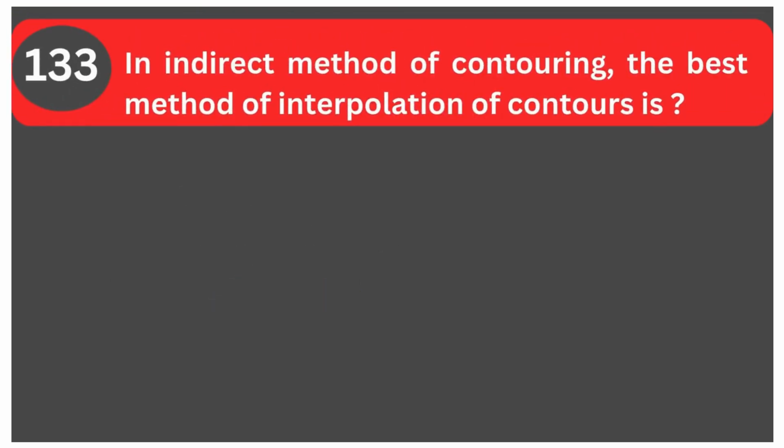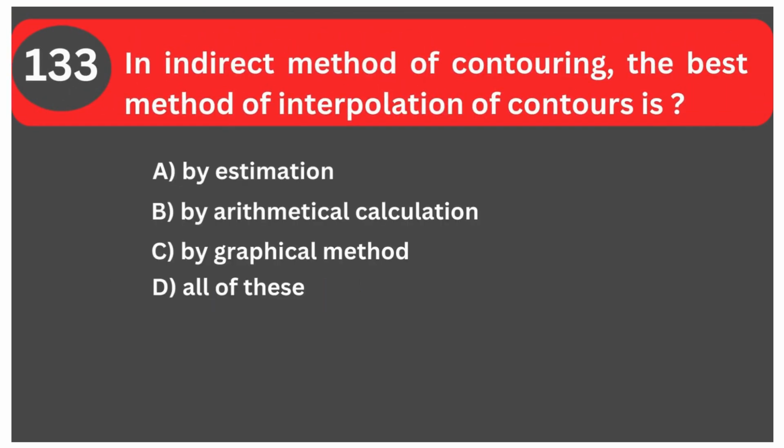In indirect method of contouring, the best method of interpolation of contours is. Options: A. By estimation. B. By arithmetical calculation. C. By graphical method. D. All of these. Answer: B. By arithmetical calculation.